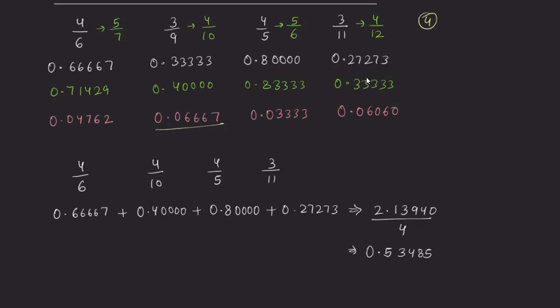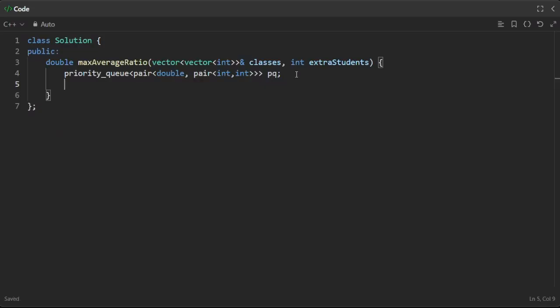So basically in my max heap, let's suppose this is the case, I will be storing a pair and it will look like 0.04762 comma again a pair 4 comma 6. So this is how I will be storing in my max heap, right? Now what we are going to do is identify the initial deltas: if I give the first extra student to each of the classes, what is the delta that they are giving, and those deltas along with the class information, we will push inside our priority queue, right?